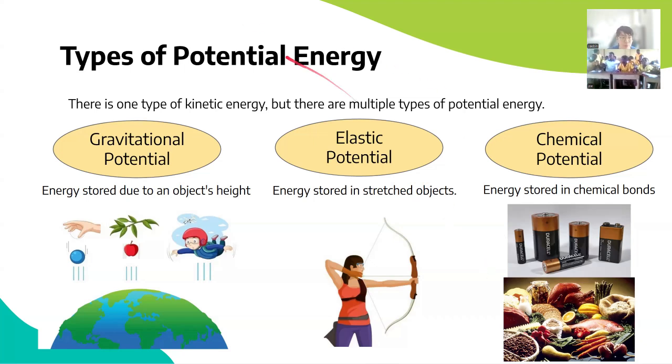Okay, so I hope this is better, but we also have stored chemical potential energy in our foods as well as in batteries. So those are all the examples of potential energies that were stored in objects.